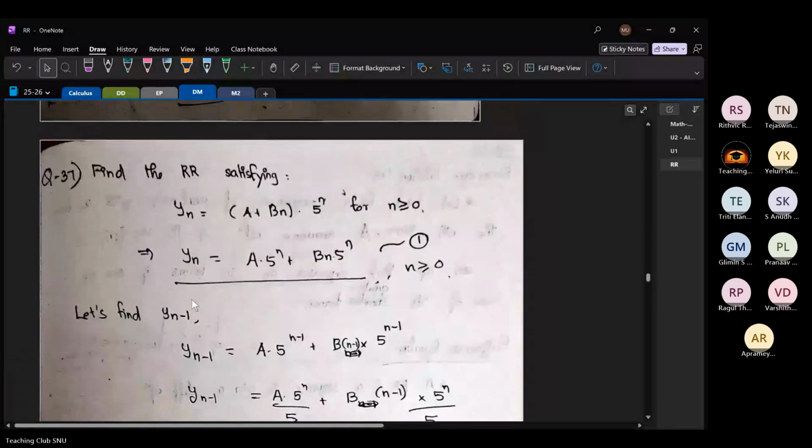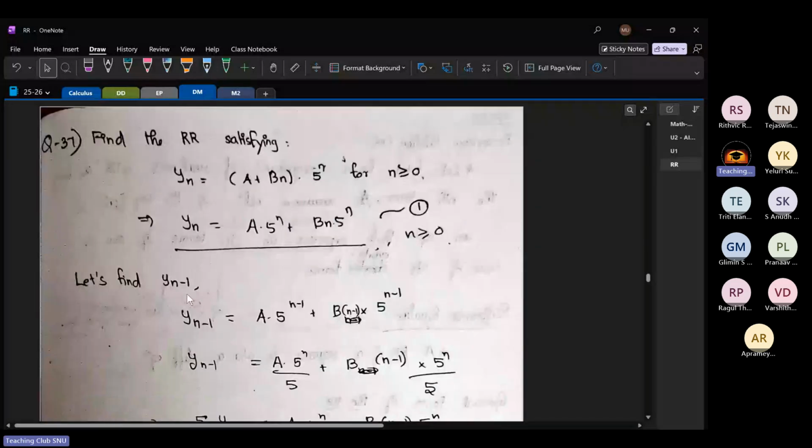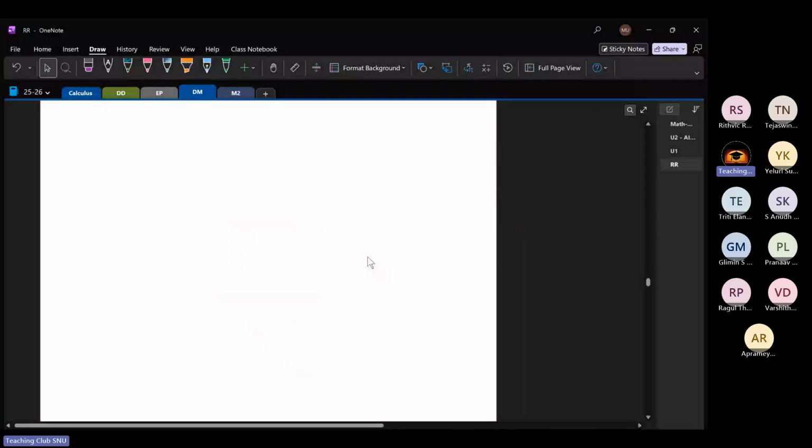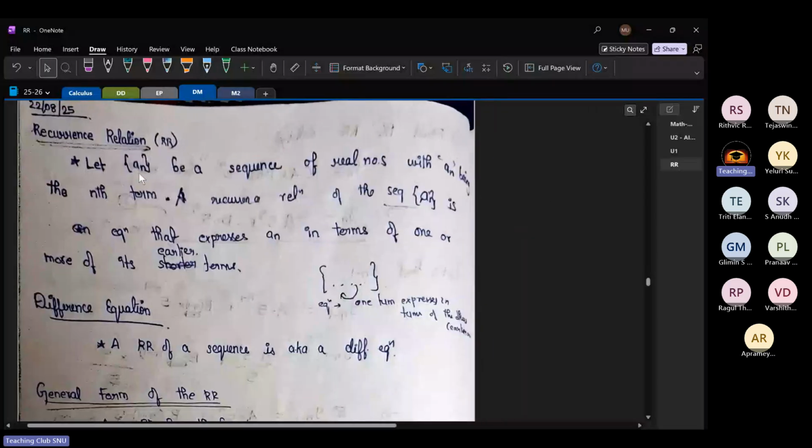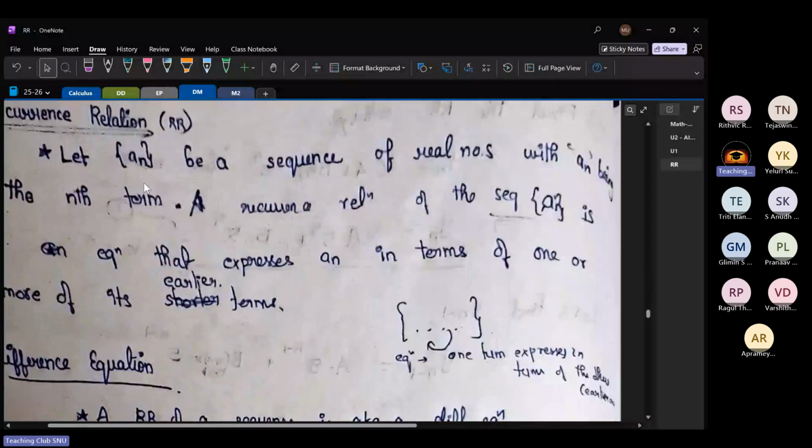Firstly, let the set an be a sequence of real numbers. One second, guys, he's testing my patience. Please give me a second.